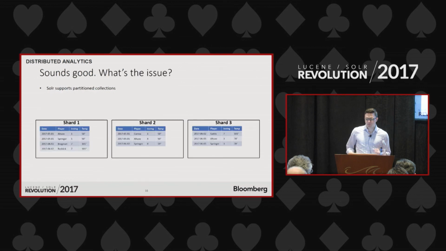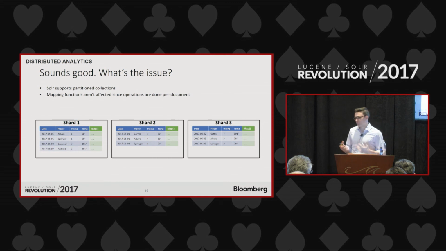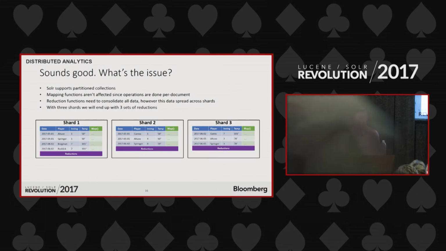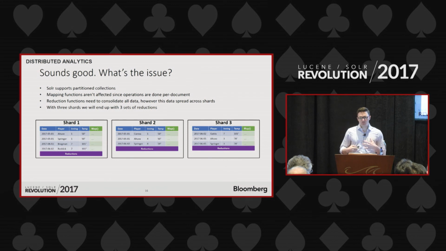Why is this a problem? Well, as you can see, mapping the data in our mapping and reducing framework isn't affected because mapping is done on a per document basis, and one document is on one shard. However, when you try to introduce reduction, this is when things get tricky, because instead of having one set of reductions at the end, you have one set of reductions for each shard that you have your data split into. So really, this is where version 1 of the analytics stopped because we didn't really know how to handle it. But now we need to implement this, so how do we do it?